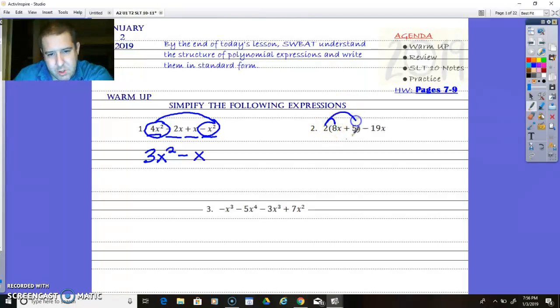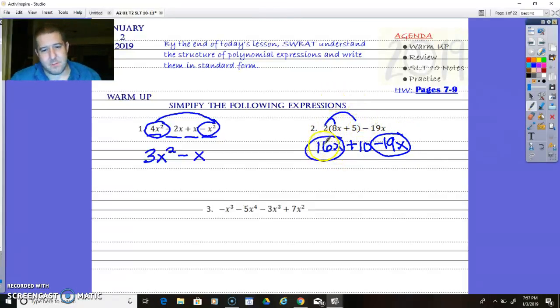Over here, I'm going to have to distribute first. 2 times 8x is 16x, and 2 times 5 is 10. Bring down the 19x, and then I can combine the first term and the last term. Oh, remember, always keep the sign that comes in front of it. 16x's minus 19x's makes negative 3x's. Bring down the plus 10, and there's your answer.